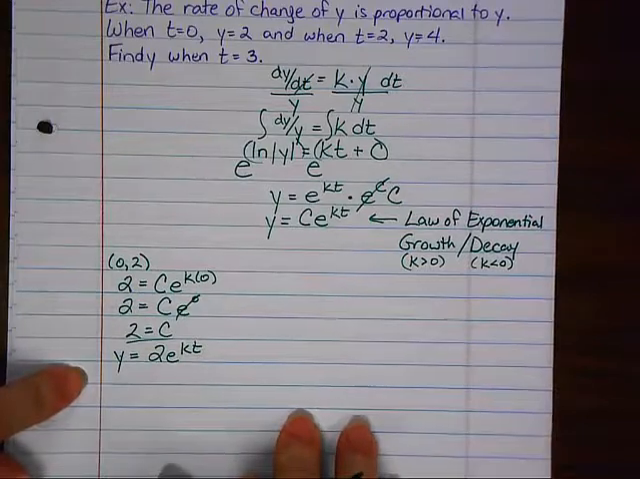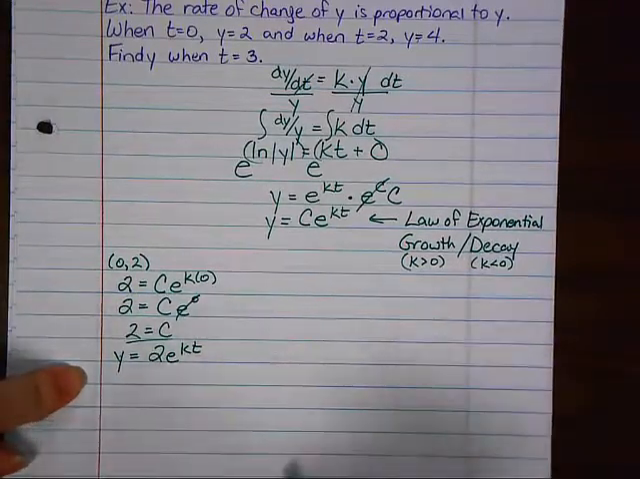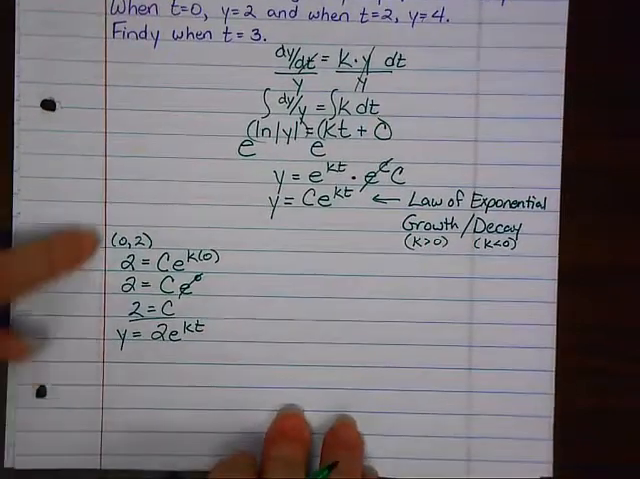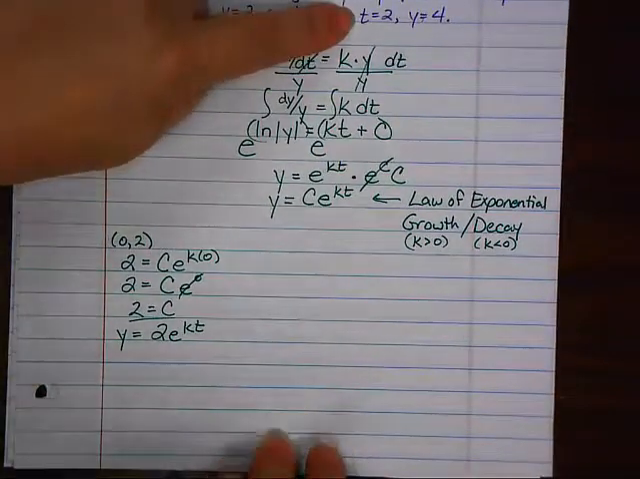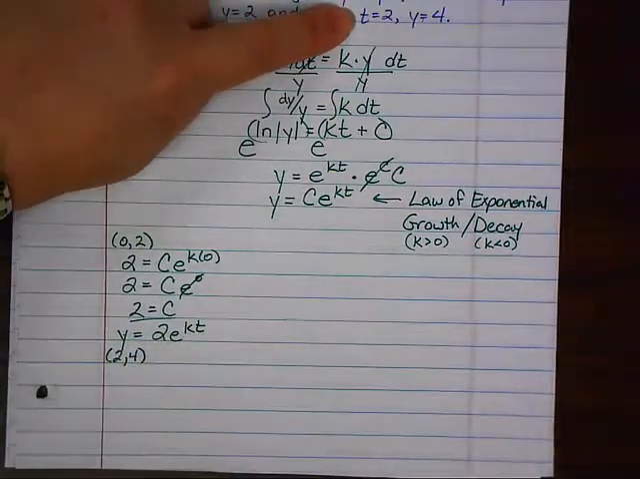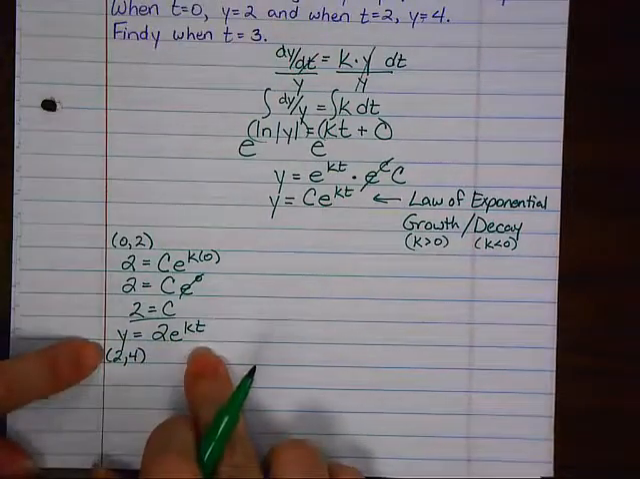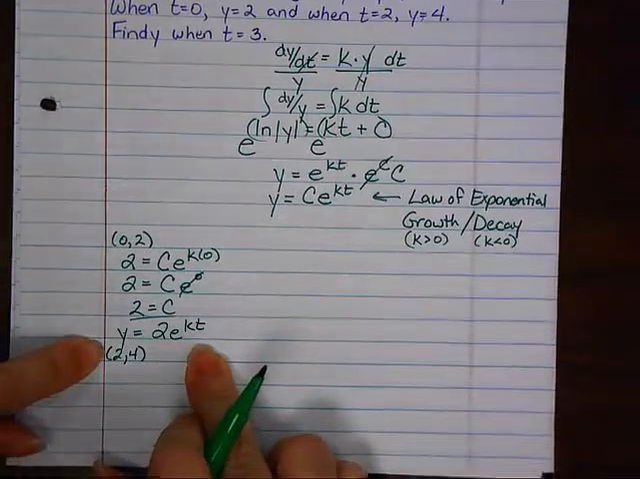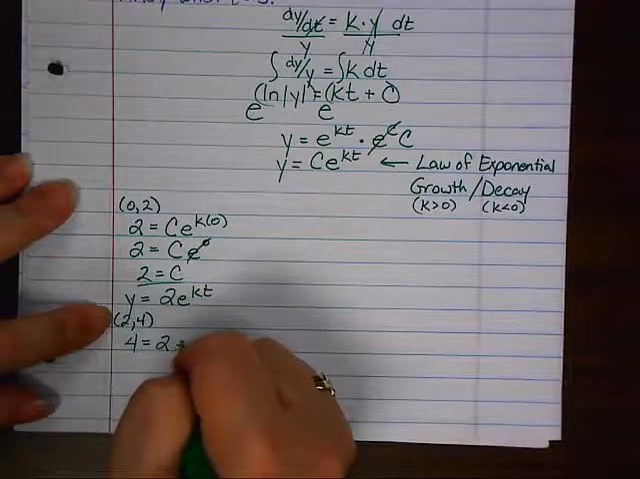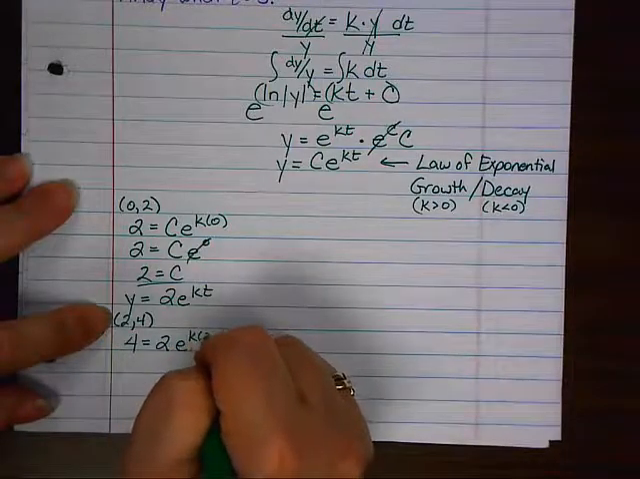Now with the homework you just turned in, that's where you would stop. We're going farther. We're going to actually find k now for this problem. And we're going to use the other point they gave us, the 2, 4, to find k. So I'm going to write that point down, 2, 4, and plug it into this formula, and now all I'm going to have left is k to solve for. So 4 equals 2 e^(k times 2).